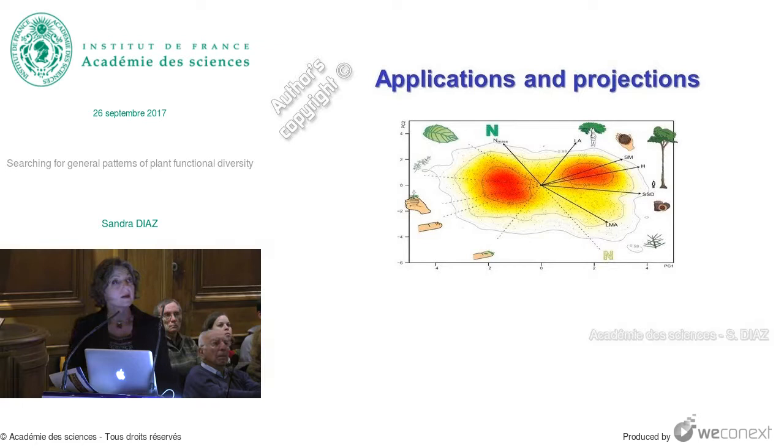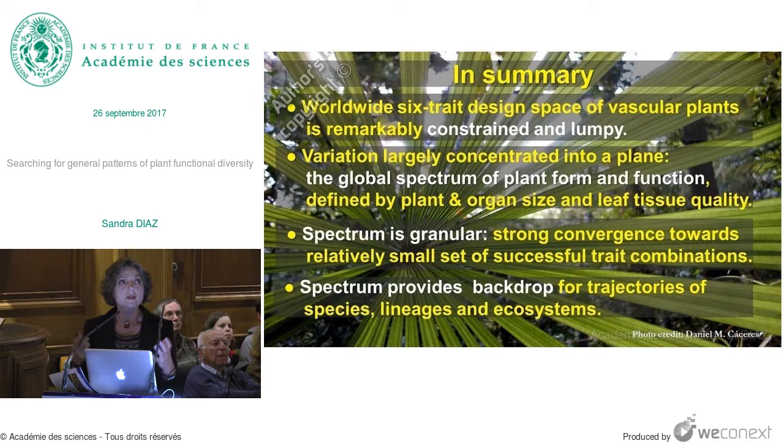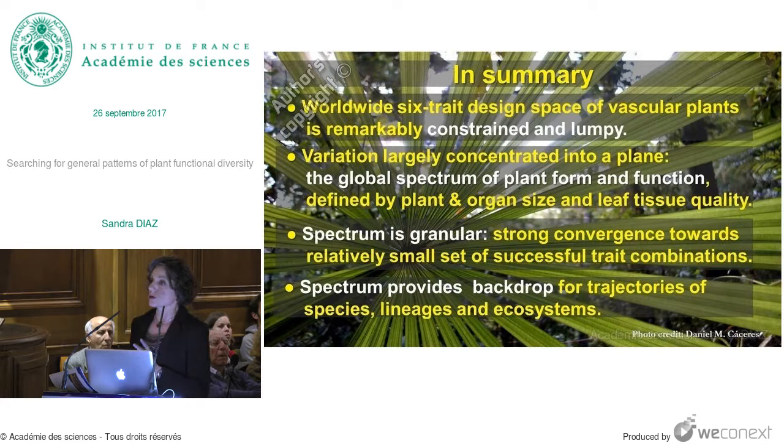So, in conclusion, the worldwide six-trait design space of vascular plants is remarkably constrained and lumpy. Its variation is largely concentrated into a plane, which we call the global spectrum of plant form and function, which is defined by two dimensions which are necessary and enough at this scale. One is size, and the other is the quality of leaf tissue. This spectrum is very granular, with strong convergence to a relatively small set of successful trait combinations, the hotspots as I've shown you. And this spectrum provides a backdrop for trajectories of species and lineages and ecosystems across time.